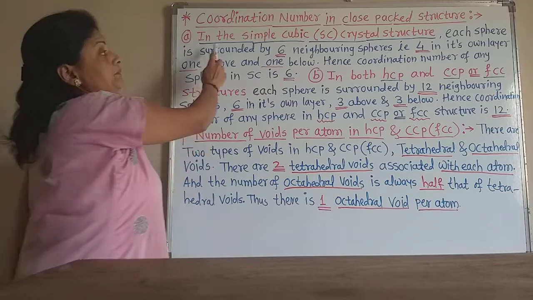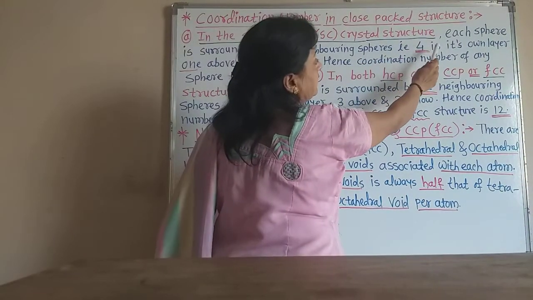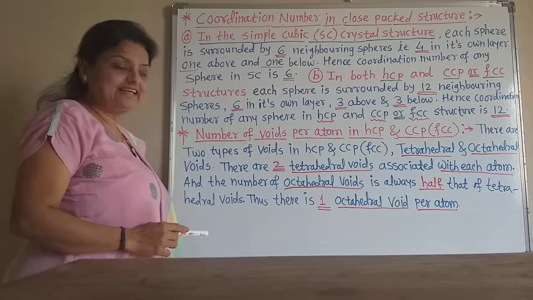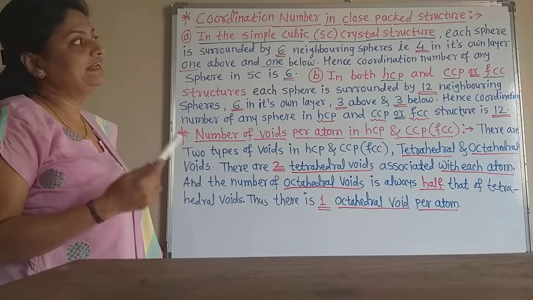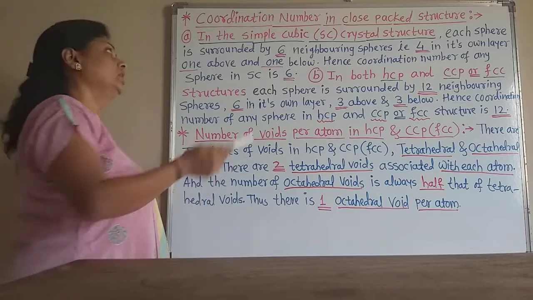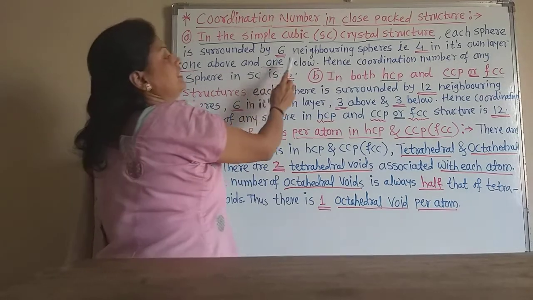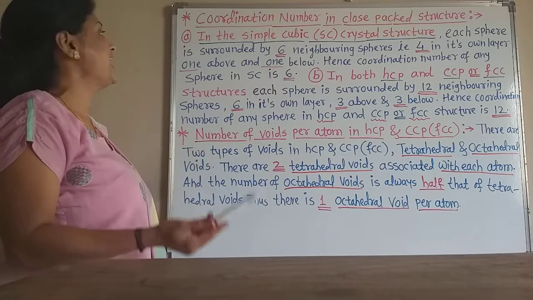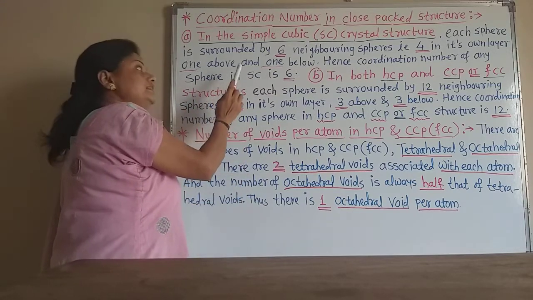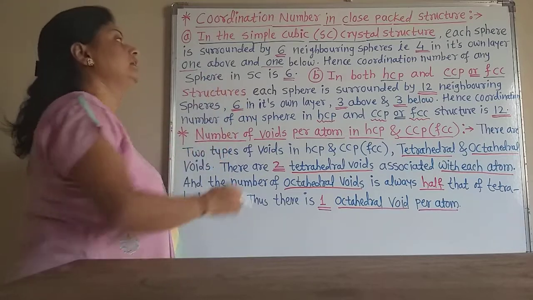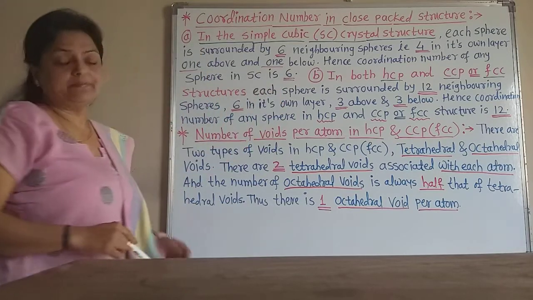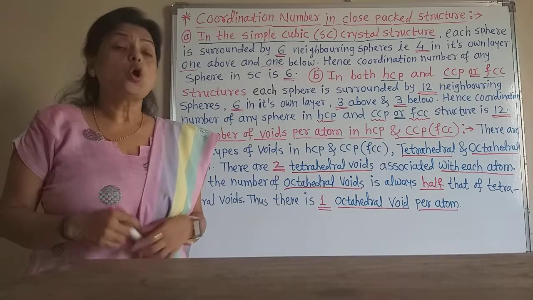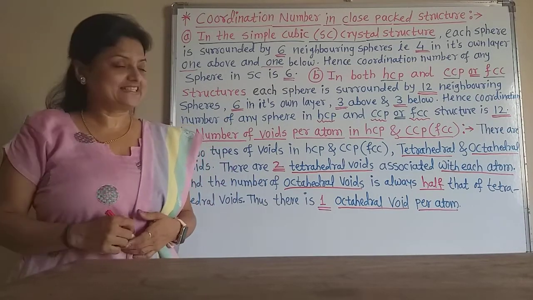So in the simple cubic crystal structure, each sphere is surrounded by 6 neighboring spheres, that are 4 in its own layer, 1 above and 1 below. Hence the coordination number of any sphere in the simple cubic crystal is 6. Remember that.